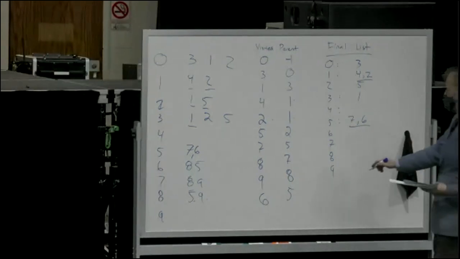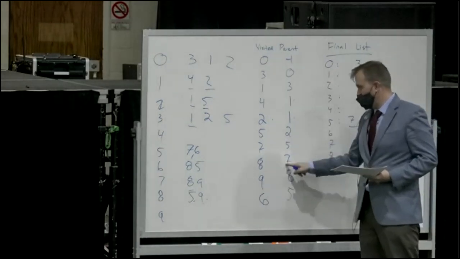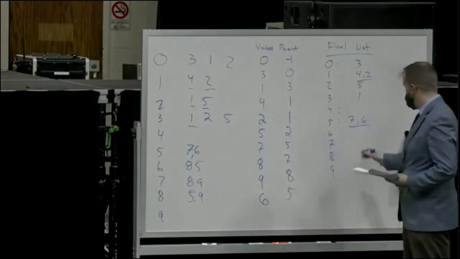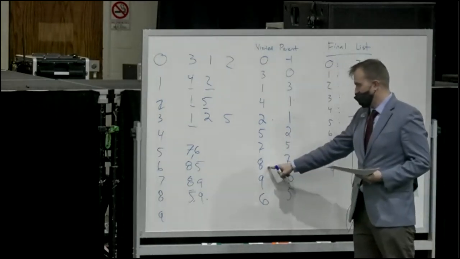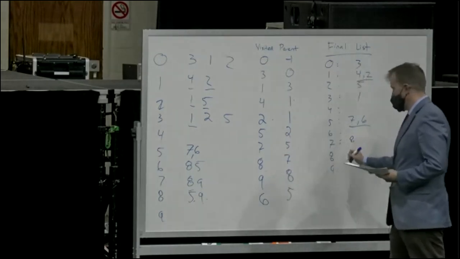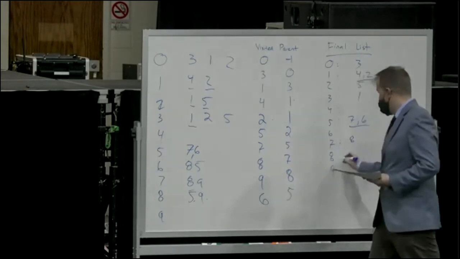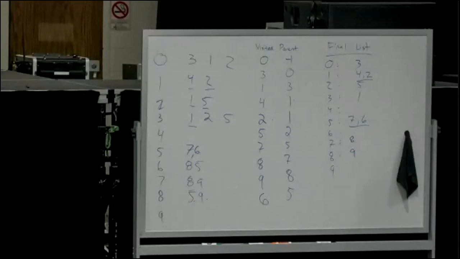Now we go to 6. 6 is not the parent of anything, right? 6 can go to 8 or 5, but 8's parent is 7 and 5's parent is 2. So this should be empty. 7 is the parent of 8. And 7 is not the parent of 9. So 8's here. And then 8 is the parent of 9. And so this is our reduced topological sort. We are able to reduce the number of edges and be able to figure out the path between any of the nodes. Does anybody have any questions about that?